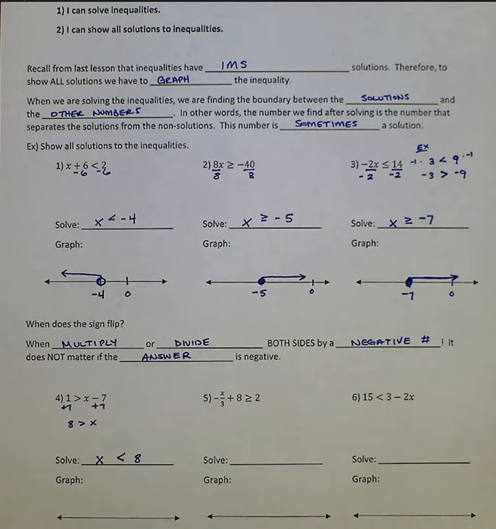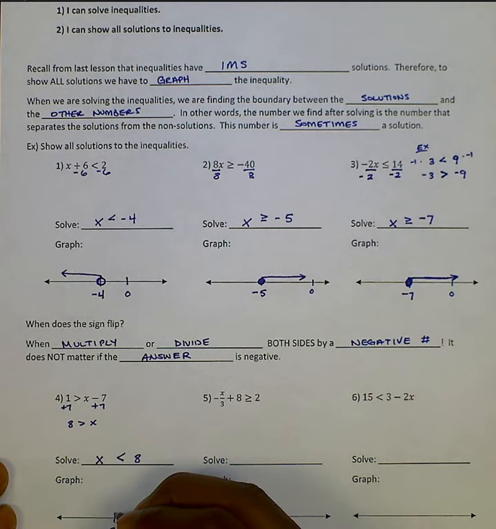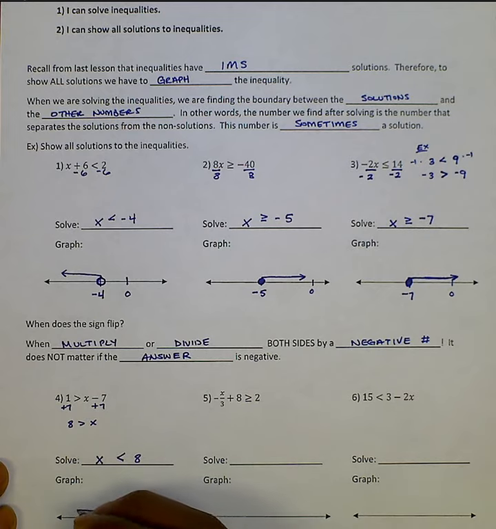Alright, and so now I'm ready to graph x less than 8. Less than means open circle, going to the left here, because that was where 0 would be in that case.